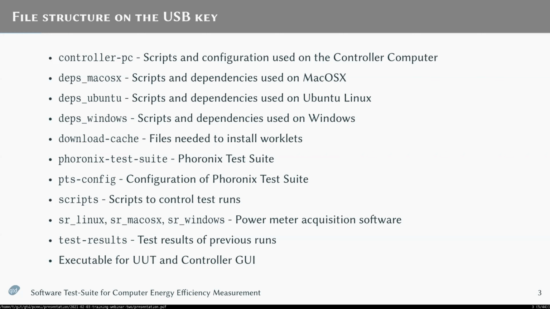Those are mainly installers, for example, the web browsers we use in our worklets and other stuff. Then we have a download cache, which basically contains all the data which is necessary to install the worklets. We have the source code for Phoronix Test Suite, which is the actual test framework. We have a folder called PTS config. PTS is for Phoronix Test Suite, of course. This contains all the configuration for our worklets.